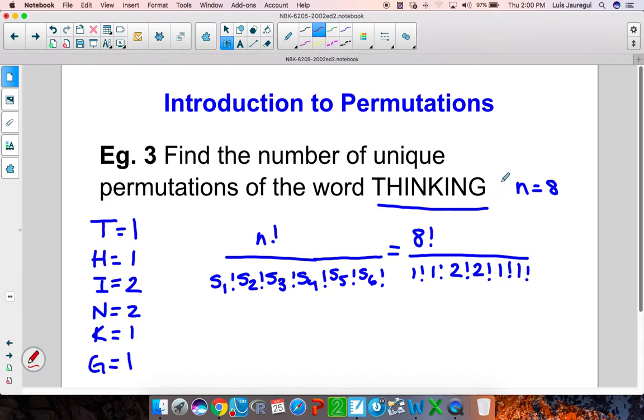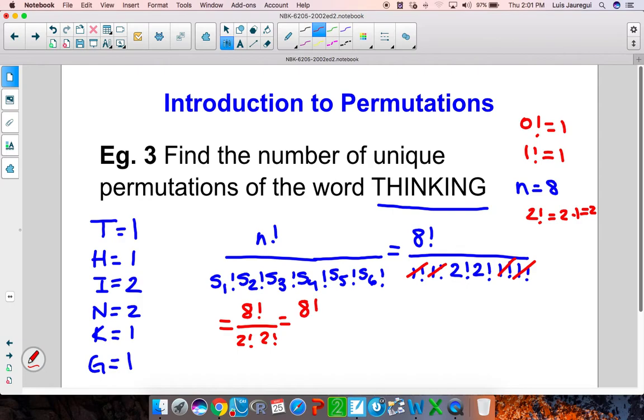Now, keeping in mind and remembering that 0 factorial is equal to 1 and 1 factorial is equal to 1 as well, we realize that these are a bunch of 1s here. So those are 1s, so are this, and so is this. So that leaves us with 8 factorial divided by 2 factorial times 2 factorial. 2 factorial means 2 times 1, so that's just 2. So this is 8 factorial over 2 times 2. So that's 8 factorial over 4.